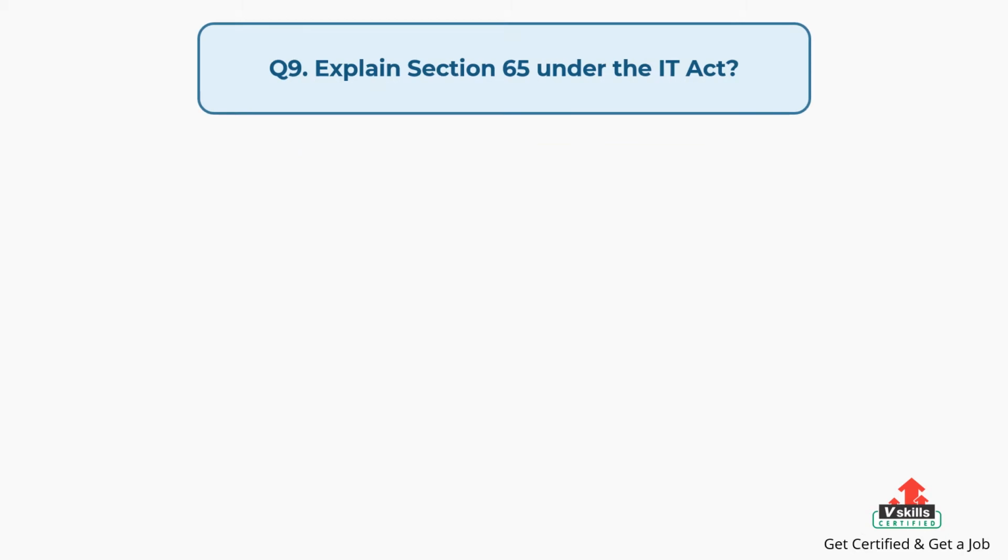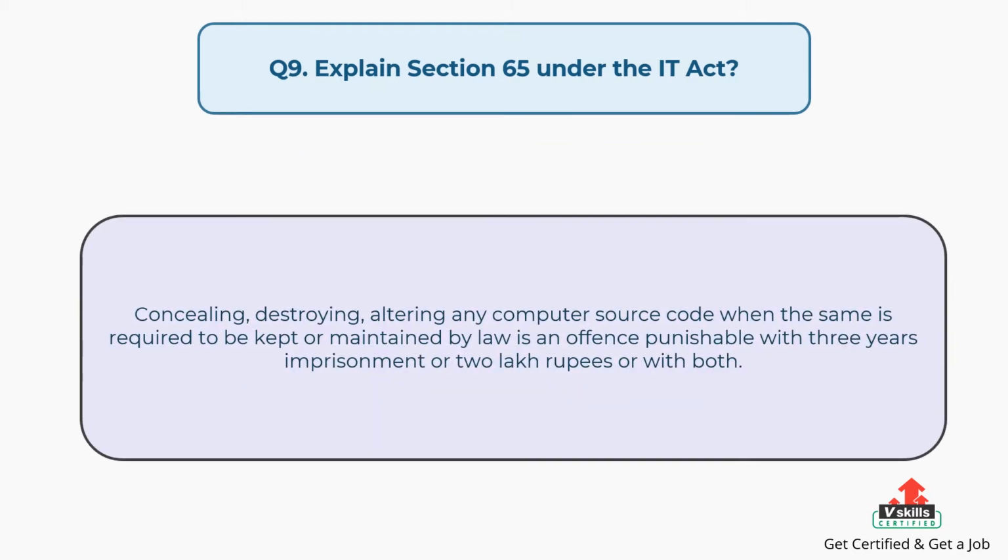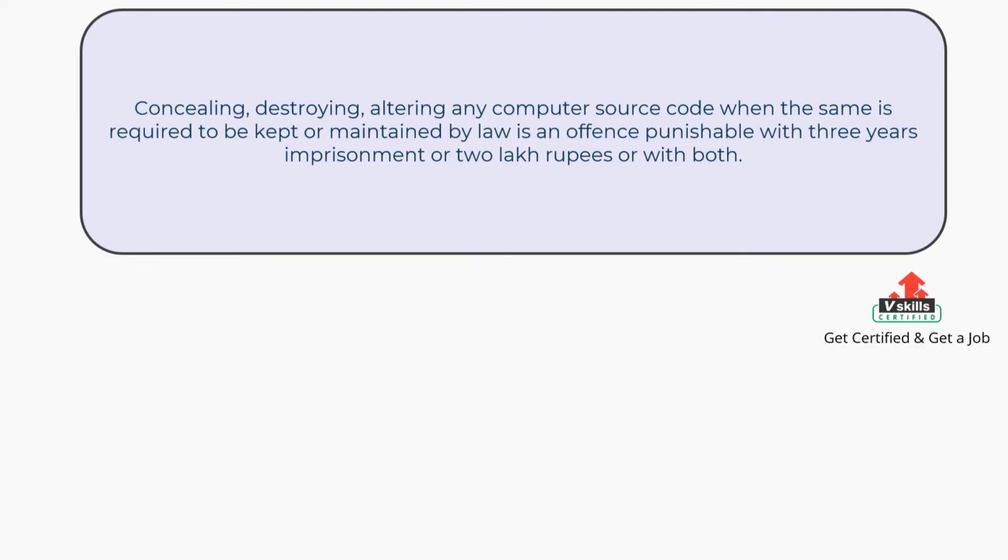Question number 9. Explain Section 65 under the IT Act. The answer is, concealing, destroying, altering any computer source code when the same is required to be kept or maintained by law is an offense punishable with 3 years imprisonment or 2 lakh rupees or with both.